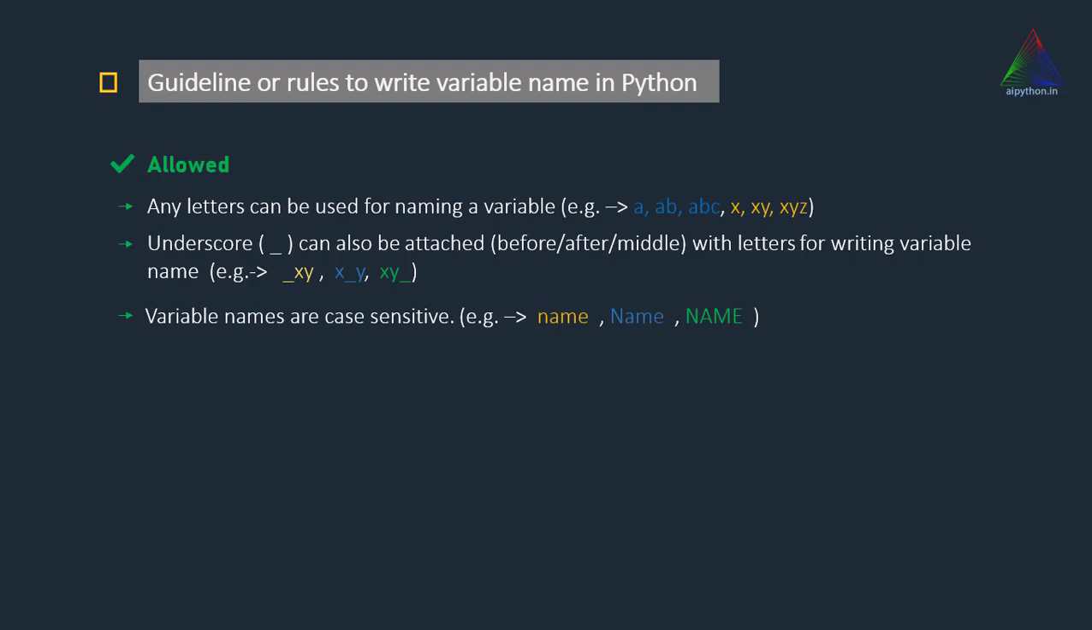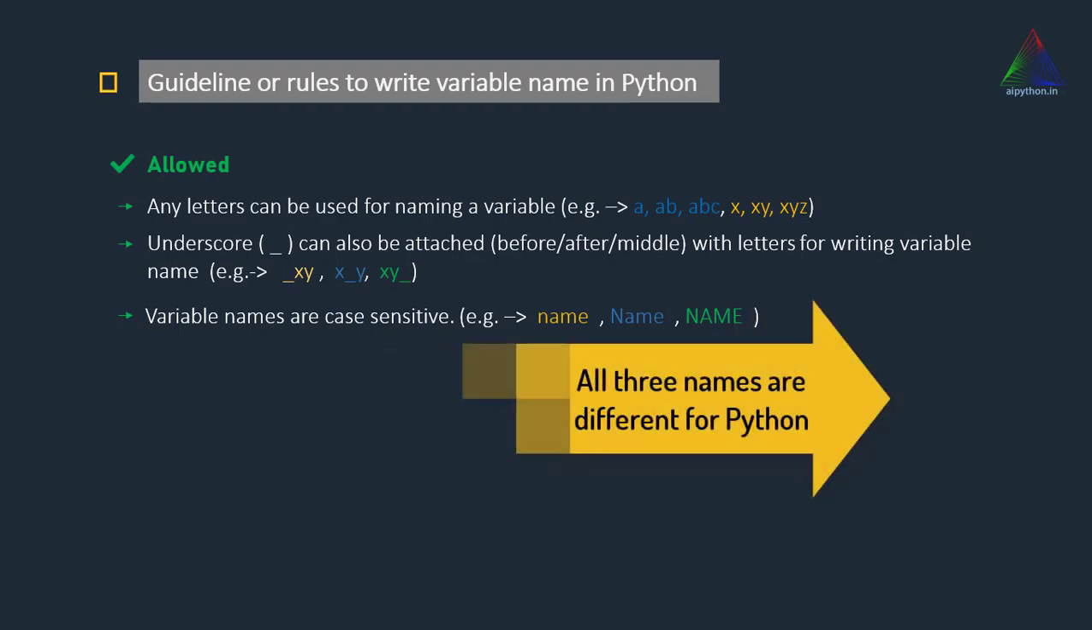Also, variable names are case sensitive. For example, if you write name in all small letters, another with the first letter capital and the remaining small, and the third one all caps, these three are different for Python. So Python is case sensitive.